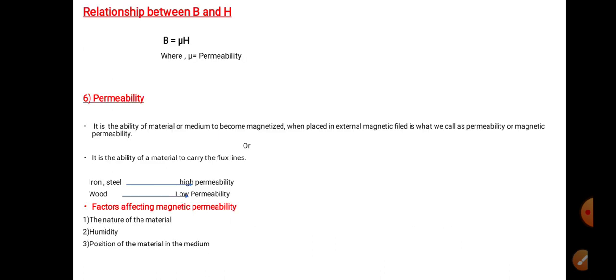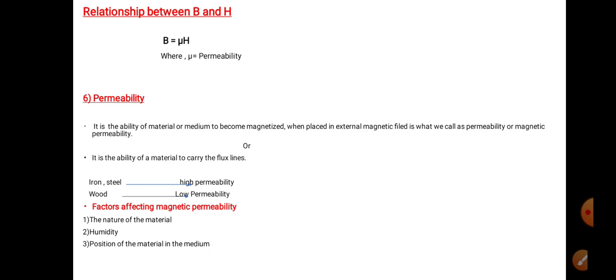Then the relation between B and H. B is the magnetic flux density. This magnetic flux density is directly proportional to magnetic field strength, and this proportionality constant is mu. This is called permeability. Okay, so what is permeability?